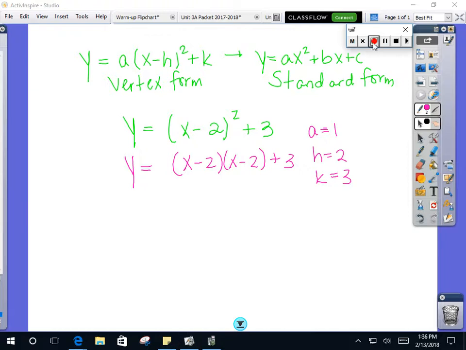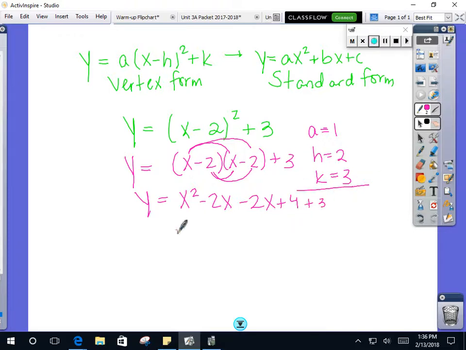Hold on, Zach. Okay, so we need to multiply these together by distributing them. X times x and x times negative 2 will become x squared minus 2x. And then you need to distribute this, negative 2x, and negative 2 times negative 2 will become negative 2x plus 4, and then don't forget about the plus 3. Now all you have to do is combine like terms, so x squared minus 4x plus 7. Is it now in standard form? What's the a? Just like before. What's the b? And what's the c? 7.